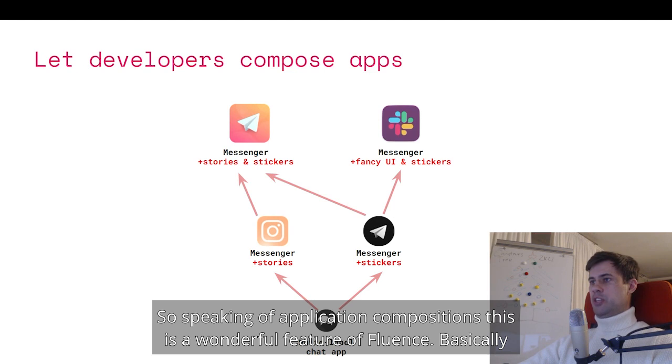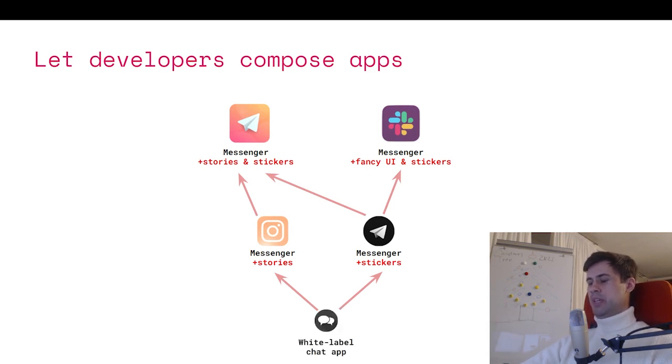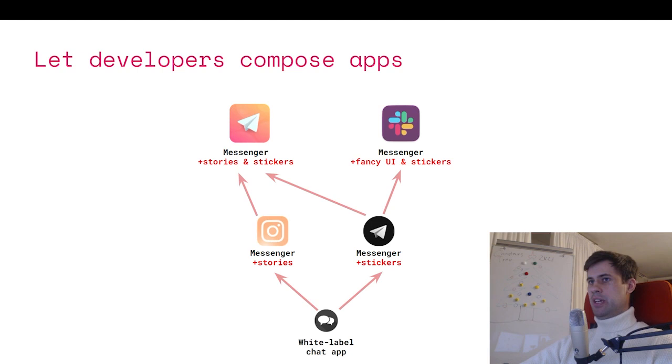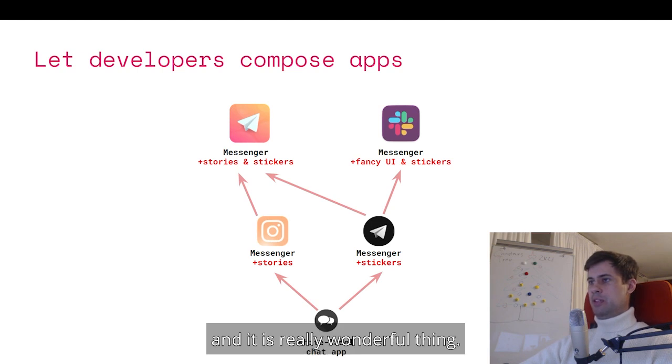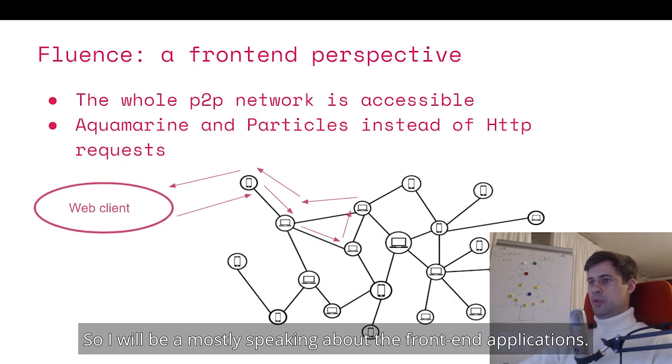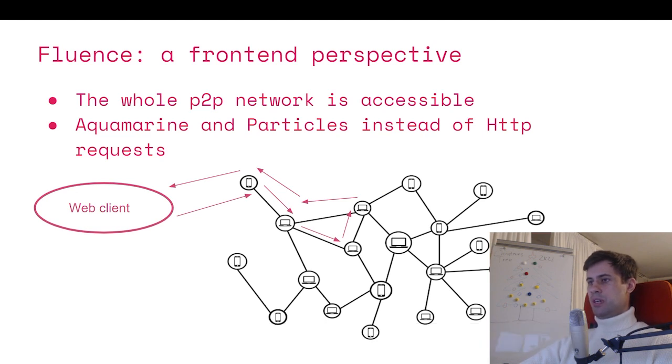So speaking of application composition, this is a wonderful feature of Fluence. Basically, applications can build upon one another. They can share data, they can share users, and it is a really wonderful thing. You should definitely check out the introductory talk in case you've missed it. So I will be mostly speaking about the front-end applications, which are run in browsers.